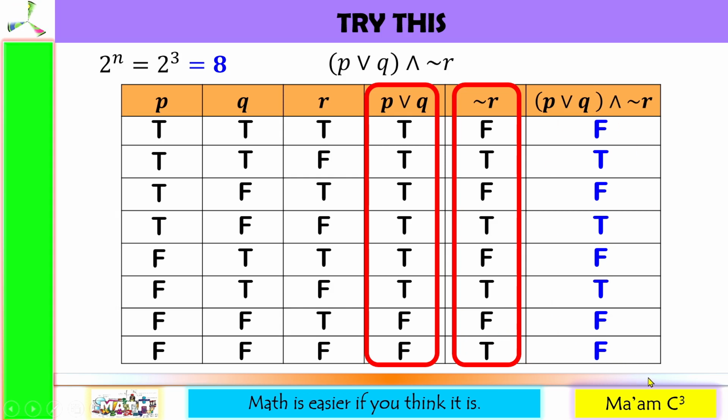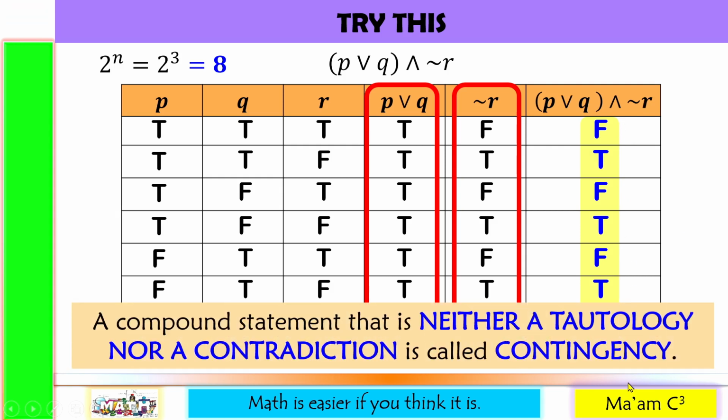And what do you notice this time? We have a combination of false and true in our final answers. If this is the case, it is now called contingency. So a compound statement that is neither a tautology nor a contradiction is called contingency.